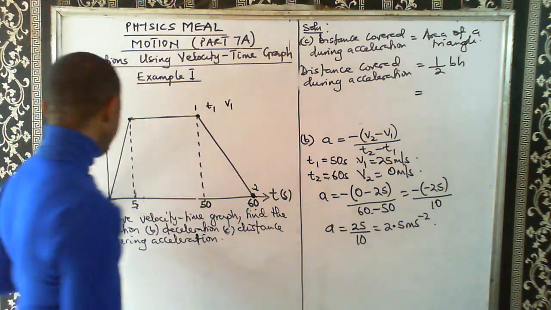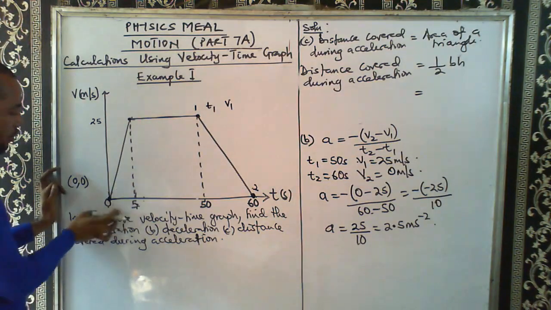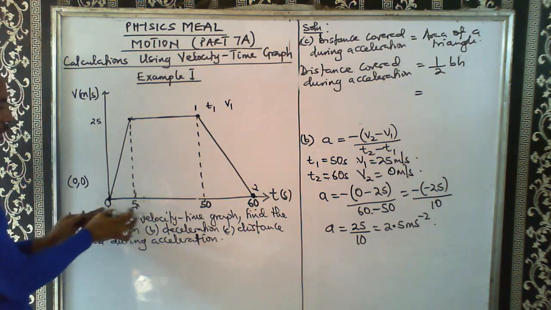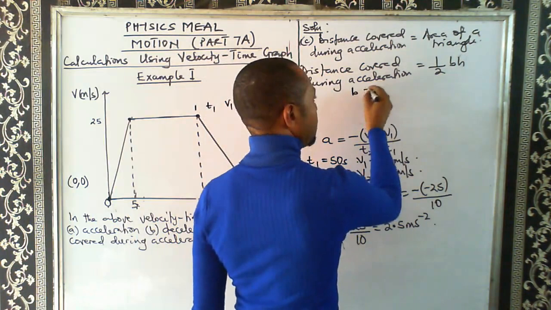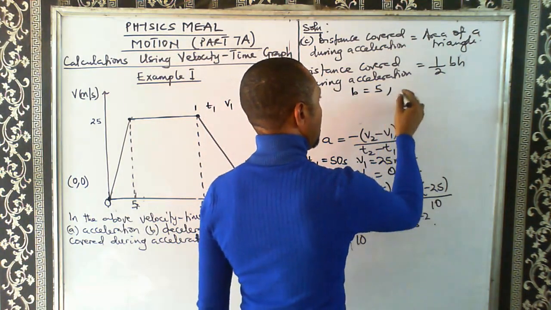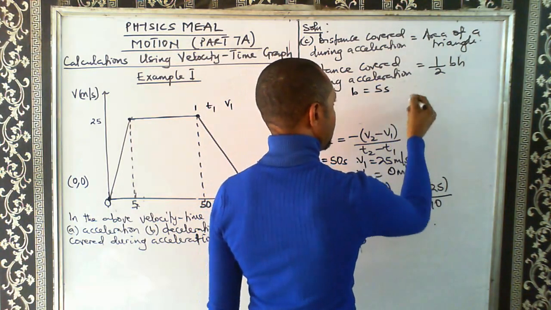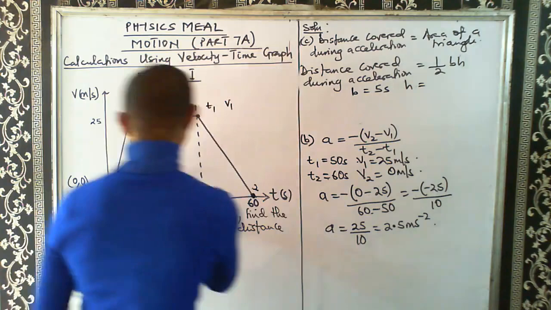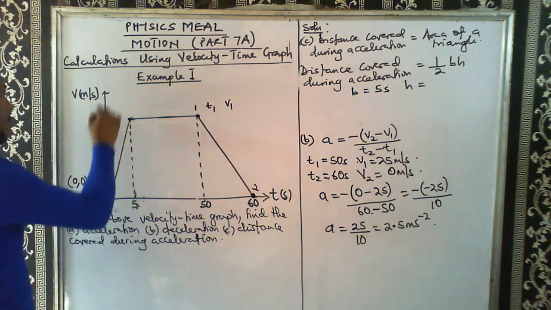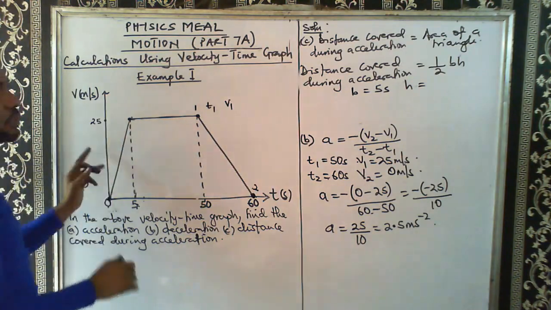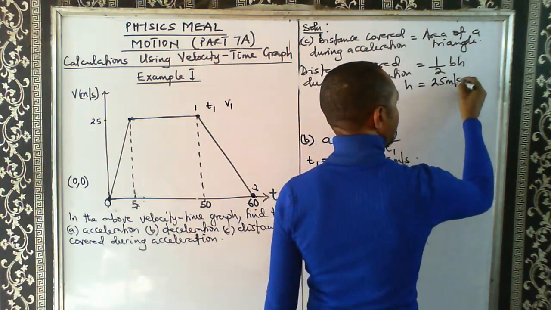So what is our base? From here to here is the base, and from here to here is the height. From here to here is 5, because 5 minus 0 is 5, so the base is 5. The 5 is actually in time, so it's going to be 5 seconds. The height is in the vertical direction, so it aligns with the velocity axis. So the height will be 25 meters per second.